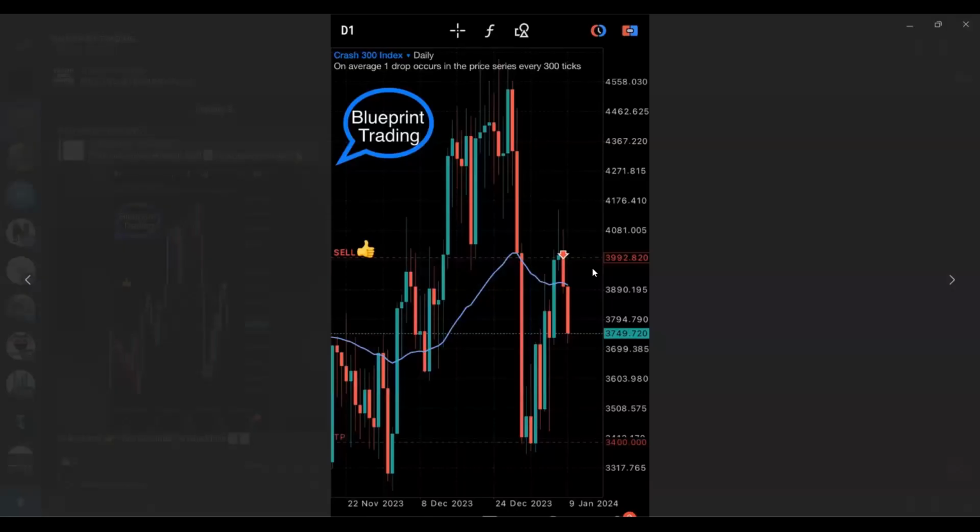and then I did get an entry for sell. As you can see, the trade is currently running significantly in profit. And very quickly moving into the analysis.